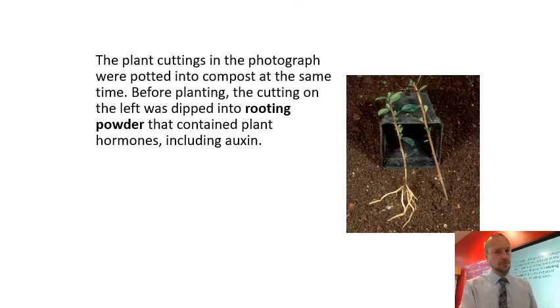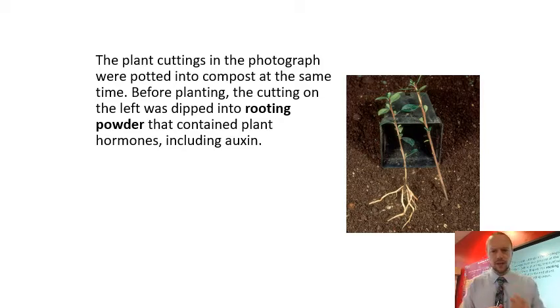Use number 2 is as something called rooting powder. Gardeners often use rooting powder, and they can take cuttings off a plant. So if you've got a nice rose bush, you can trim a bit of the stem off, you dip it in rooting powder, and after a few weeks, roots will start growing out of the stem, and you can plant that and it'll create a new plant which is a clone of the one that you took a cutting of.